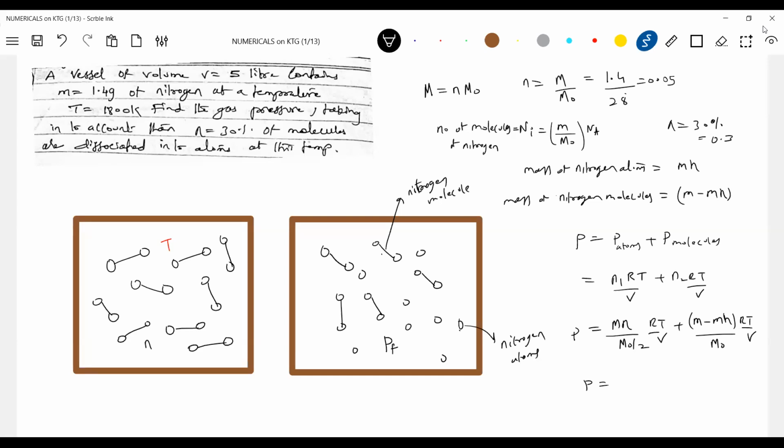Why M0 by 2? Because if the nitrogen molecule has 28 gram, the nitrogen atom, half of it, should be 14. You do the calculation later on. Let me write it: 1.9 atmosphere. Dissociation means the molecule breaking up into atoms.